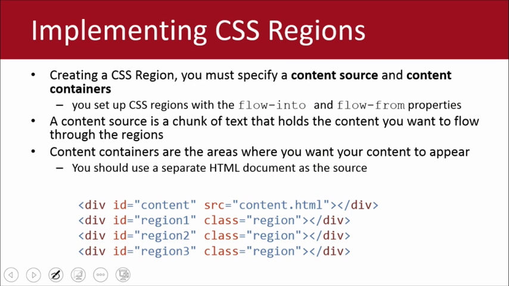All right, so you can implement CSS regions by using the flow into and flow from properties. Before you can do that though, you have to specify a content source and then also content containers. So here, if you take a look at the code example down below, a content source is actually going to be a separate HTML file. This can be kind of confusing, so I'll show you what I mean by that in a demo. But we're actually going to pull content directly from another HTML file into this one, and from there, we're going to put it into each of these different regions, right?